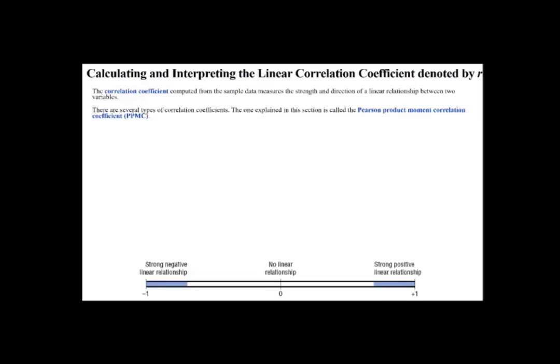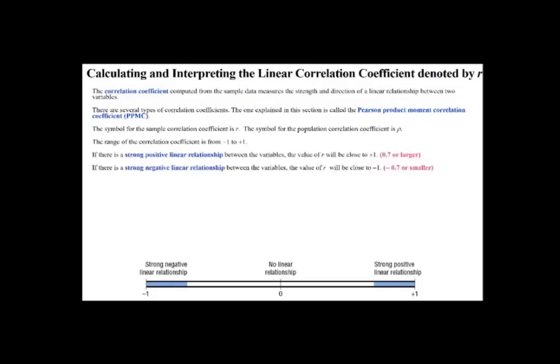Now, as you can see, it shows the strength. If it's close to 1, it is strong. How close is close? You really have to do the test of hypothesis to make a decision. But normally 0.7 and higher is good, negative 0.7 and less is good.